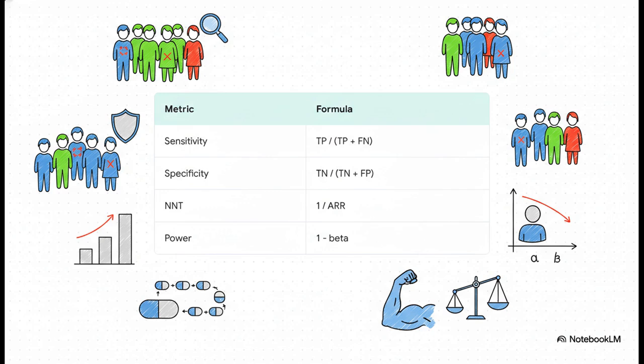Sensitivity, true positives over all the sick folks. Specificity, true negatives over all the healthy folks. NNT, that's just 1 divided by the absolute risk reduction. And power, 1 minus beta, which is just the probability of that type 2 error. All the core ideas we just covered right here for you.